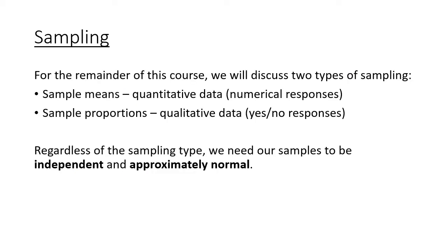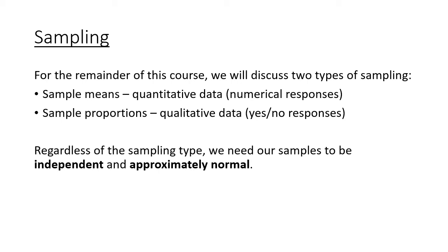So with sampling, for the remainder of this course, we're only going to be discussing two different types of sampling. Sampling means, which is our quantitative data or numerical responses, which is that last example we just did, right? The scores on the GRE are numerical, right? But the other one we're going to be looking at are sample proportions, which is our qualitative data. And typically think whether or not the answer that someone would record would be a yes or a no.